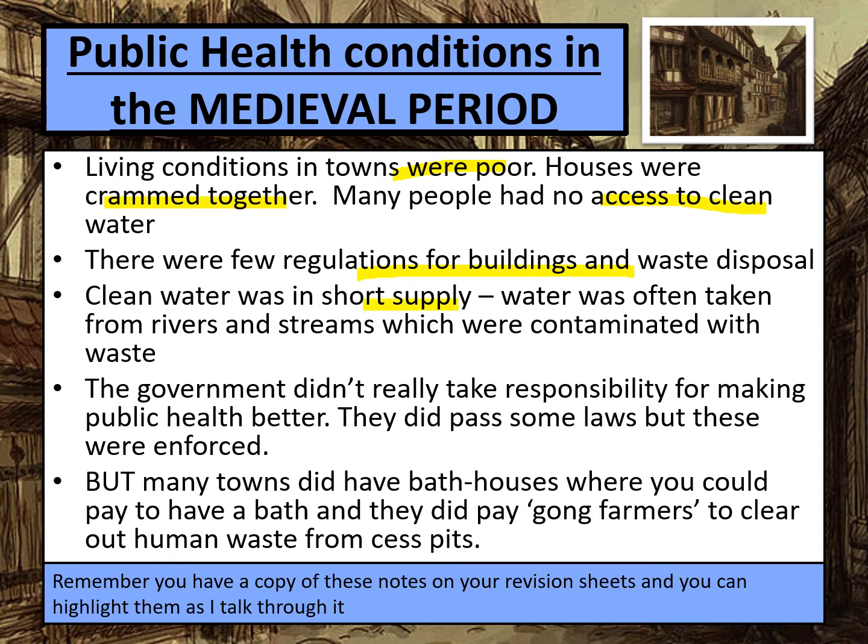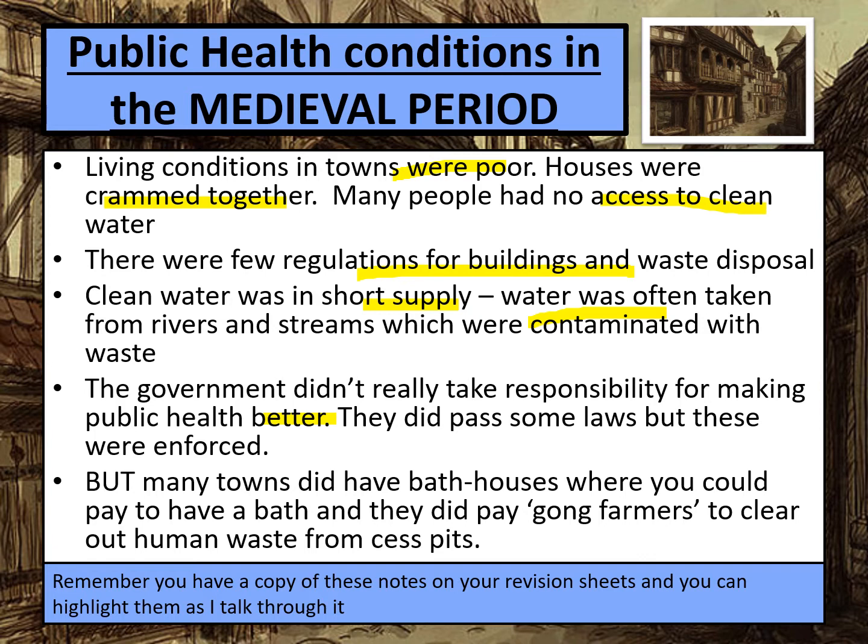Water was often taken from rivers and streams, which was contaminated with waste because they would throw things like their toilet waste into those rivers. There were some people that ended up drinking more things like beer rather than water, because generally it was seen as being safer at that time. Now, the government didn't really take any responsibility for making public health better. There are a couple of laws that we're going to talk about, including one that was passed in 1388, but generally they weren't enforced and public health was still poor, even towards the end of the Renaissance period as well.